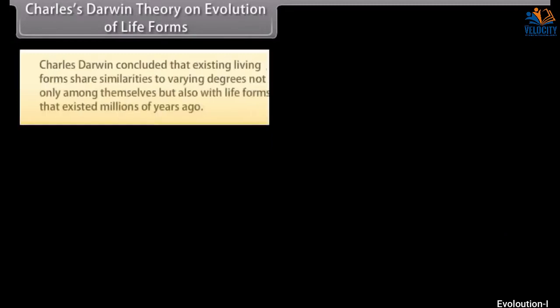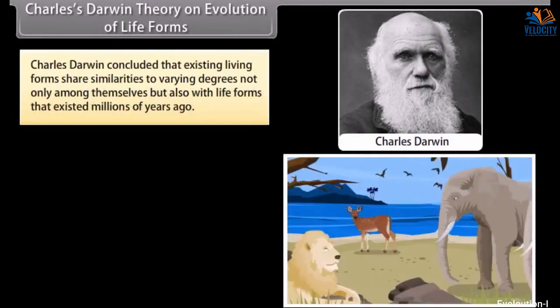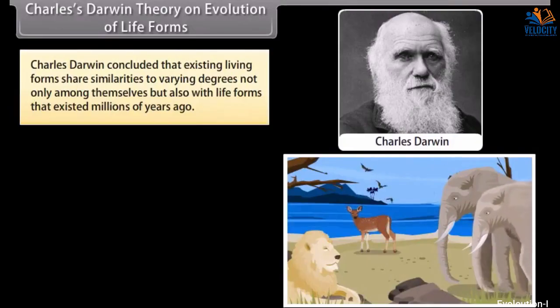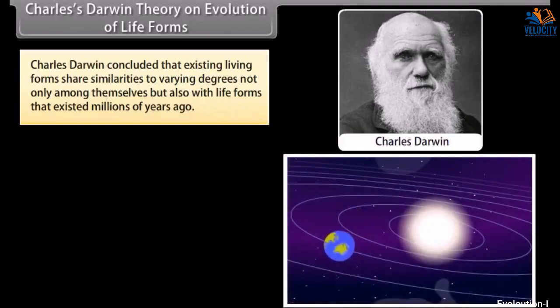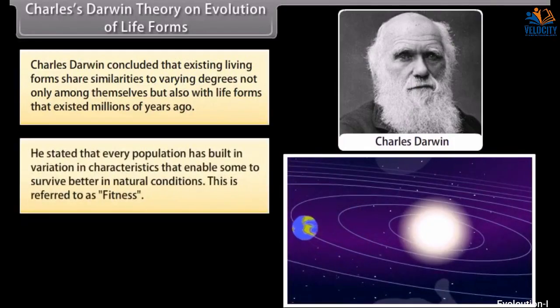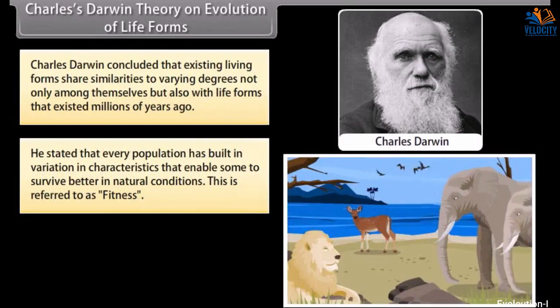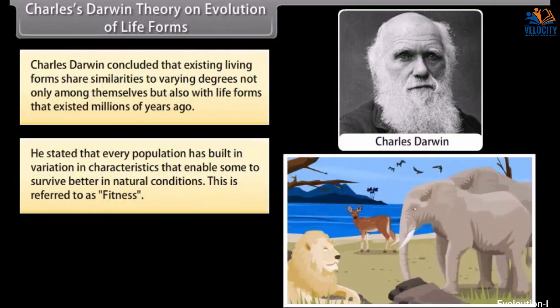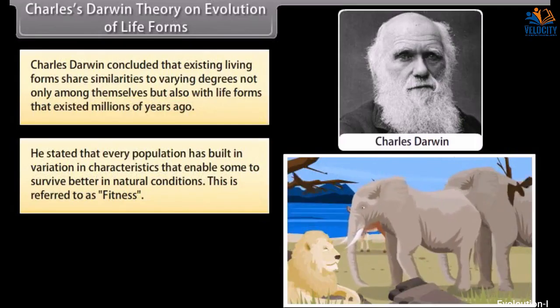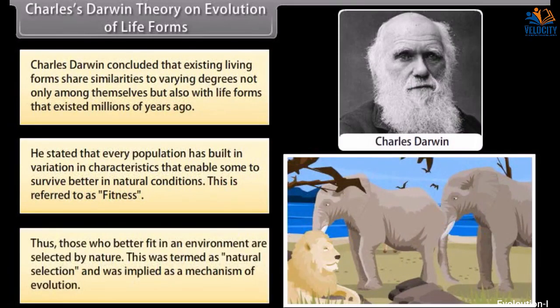Charles Darwin's theory on evolution of life forms. Charles Darwin concluded that existing living forms share similarities to varying degrees not only among themselves but also with life forms that existed millions of years ago. He stated that every population has built-in variation in characteristics that enabled some to survive better in natural conditions. This is referred to as fitness. Thus, those who better fit in an environment are selected by nature. This was termed as natural selection and was implied as a mechanism of evolution.